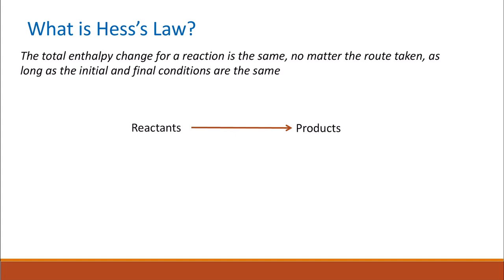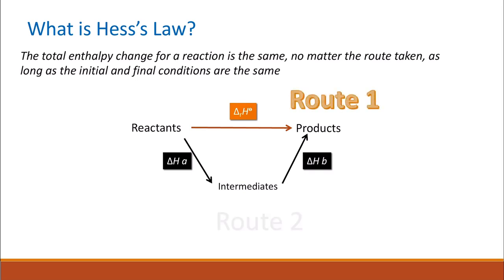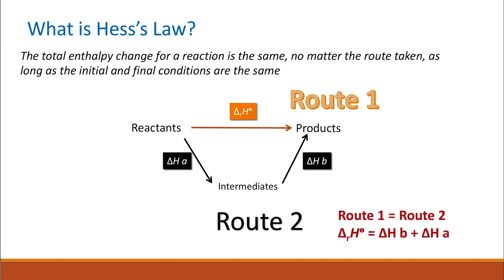For example, let's take some reactants and turn them into products. We might go through one direct path, or you could go through several intermediate steps. No matter which route you choose, the total energy change, the enthalpy change, is the same. Note here that we have two routes. Each route is decided based on the direction of the arrows. So route 2, for example, has two steps with the same direction of arrow, while route 1 is a direct route from reactant to product. Here, route 1 will equal route 2, which means the enthalpy change of route 1 will equal the total enthalpy change of the two steps of route 2.